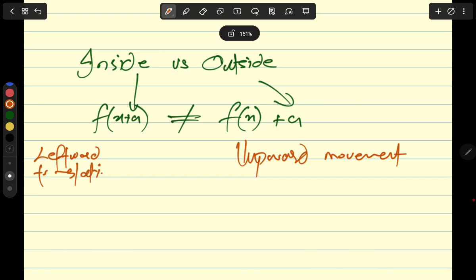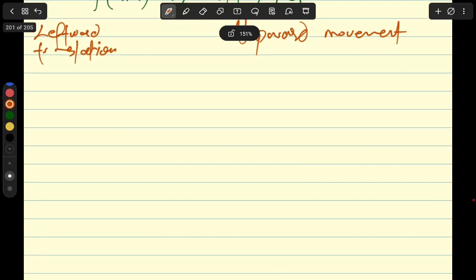Okay, translation and movement is one and the same thing. This is where most marks are lost, right? So now we are going to move on to reflections.